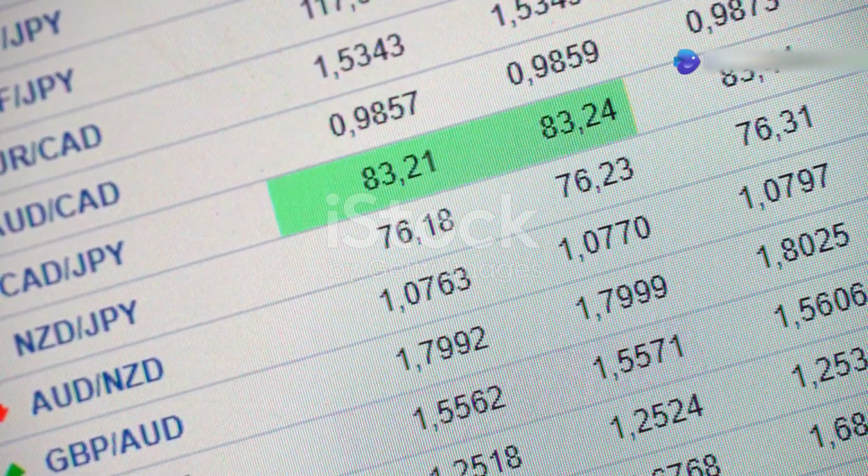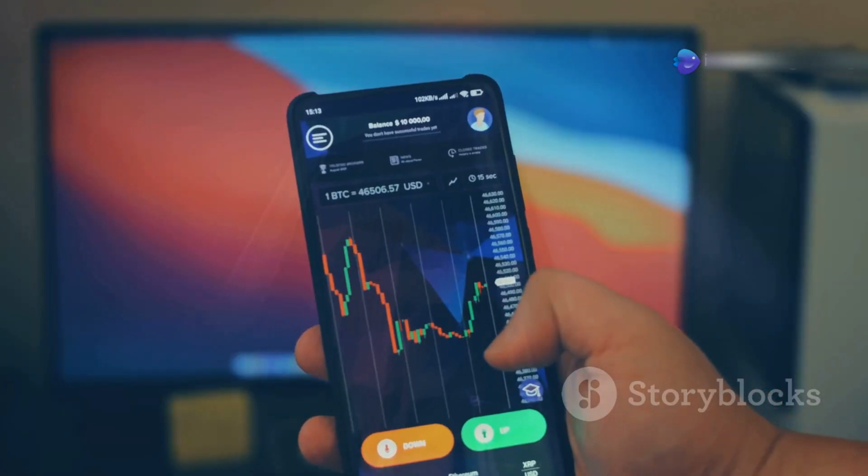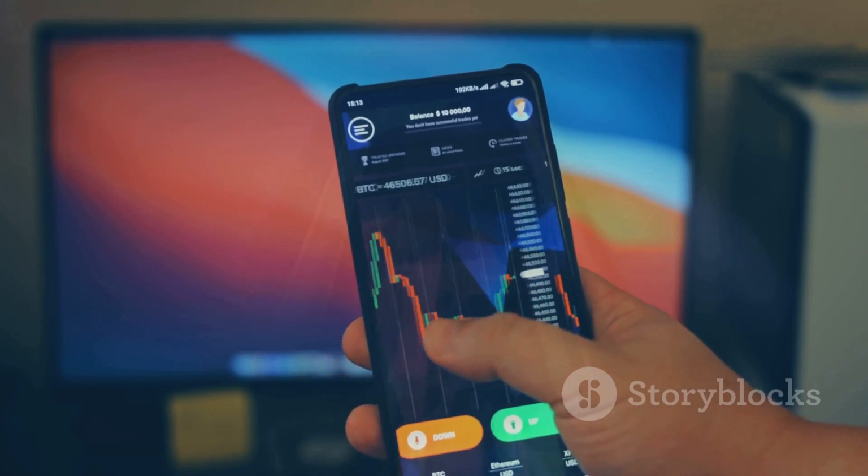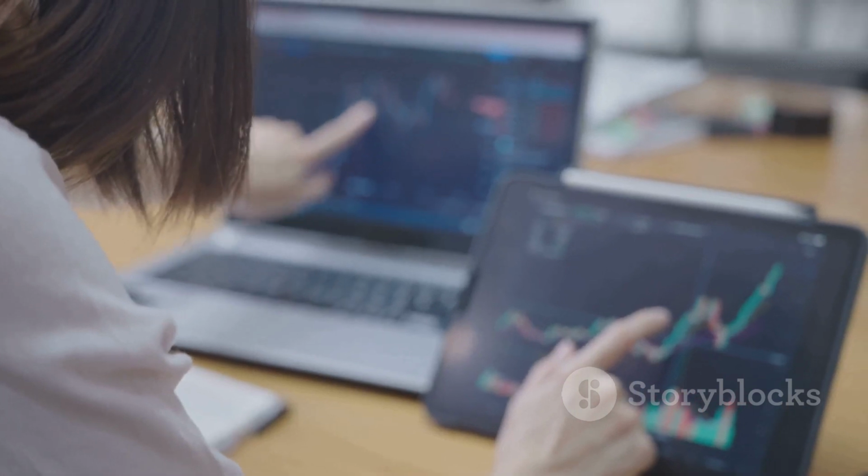So there you have it, the top 5 forex currency pairs that are perfect for beginners. Remember, the key to success in forex trading is to start slow, manage your risk, and never stop learning.